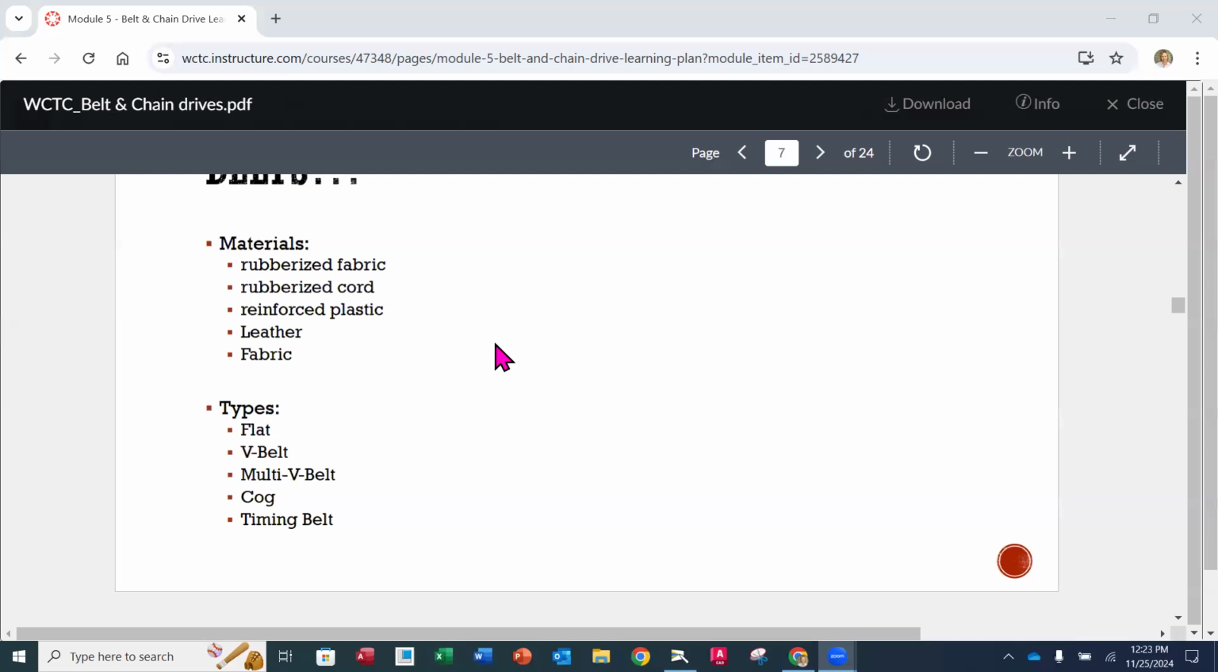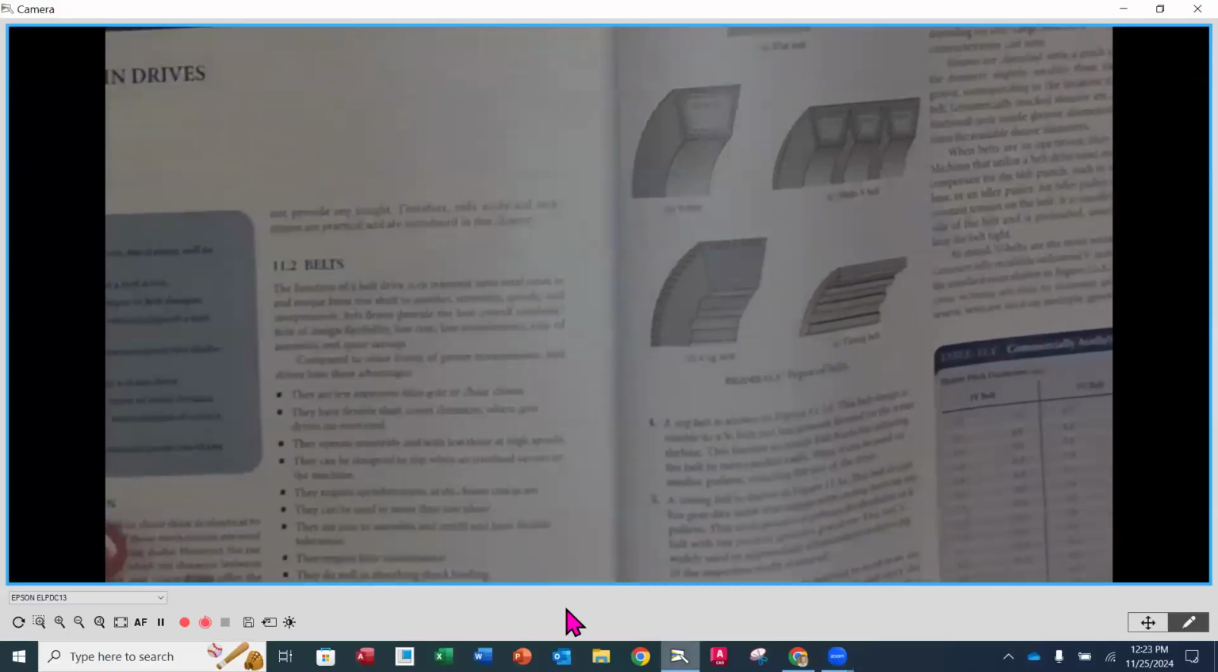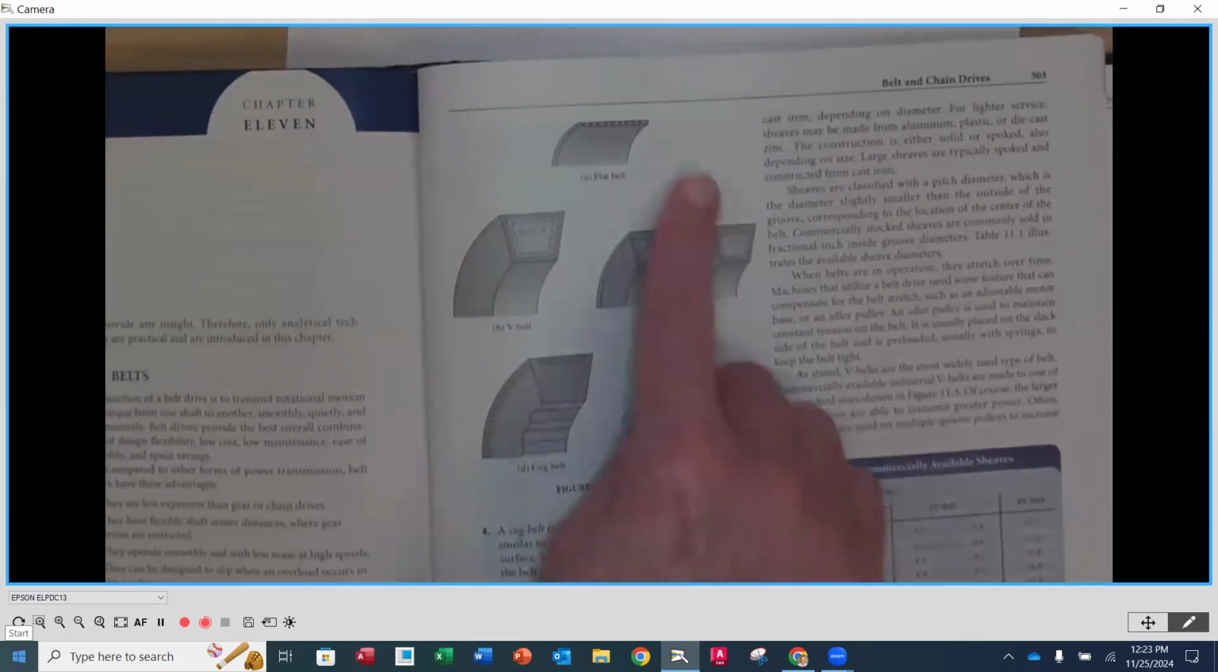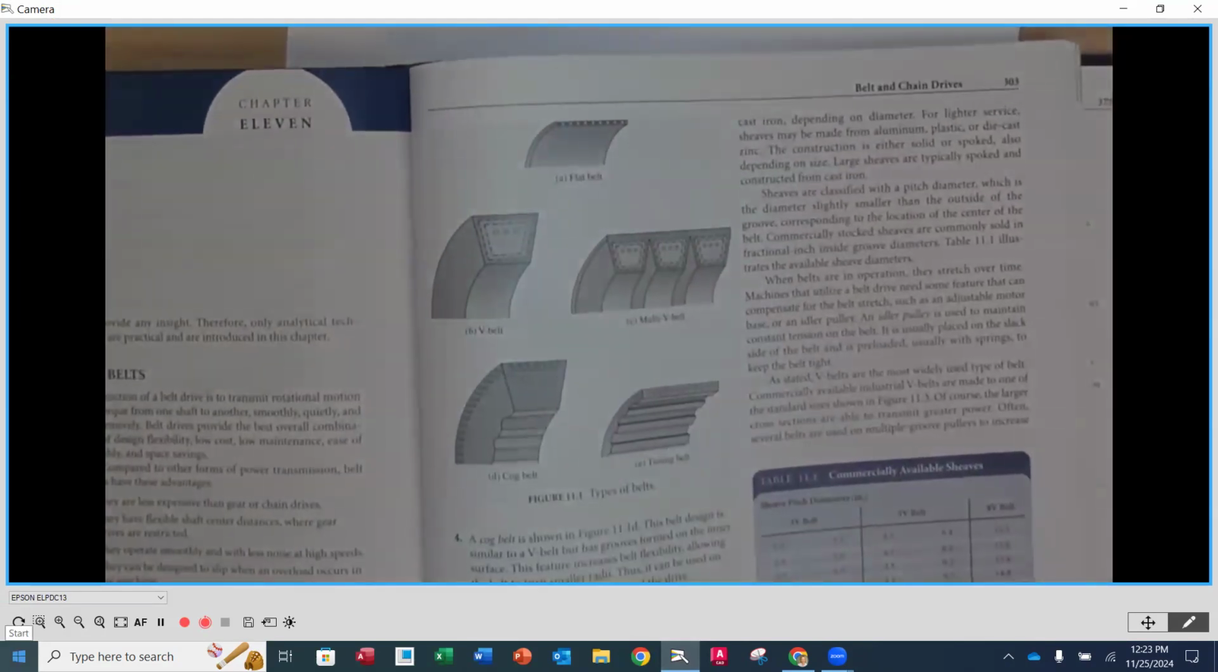And there's a number of different types. Now the different types we're going to find on the top of page 303 in our book. So I'm going to go underneath our catalog here. On page 303, here are some of the most popular types of V-belts that we see. So first, well, belt drives, I should really say.